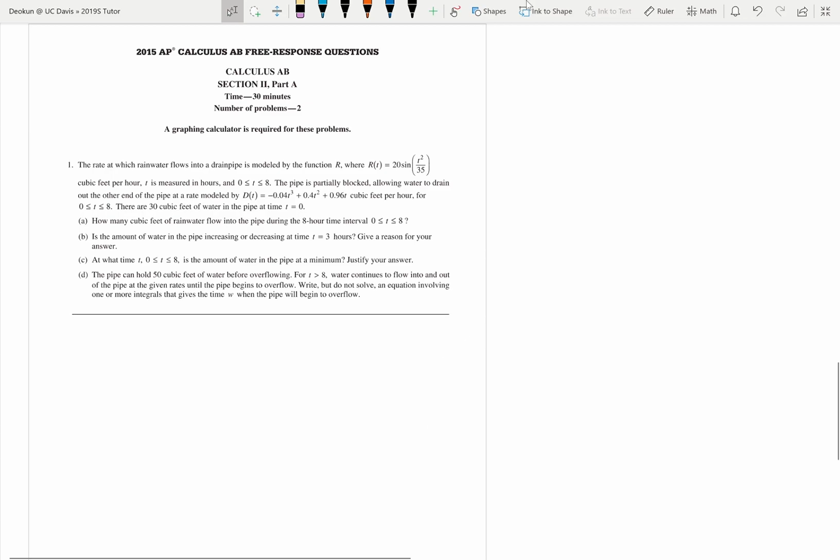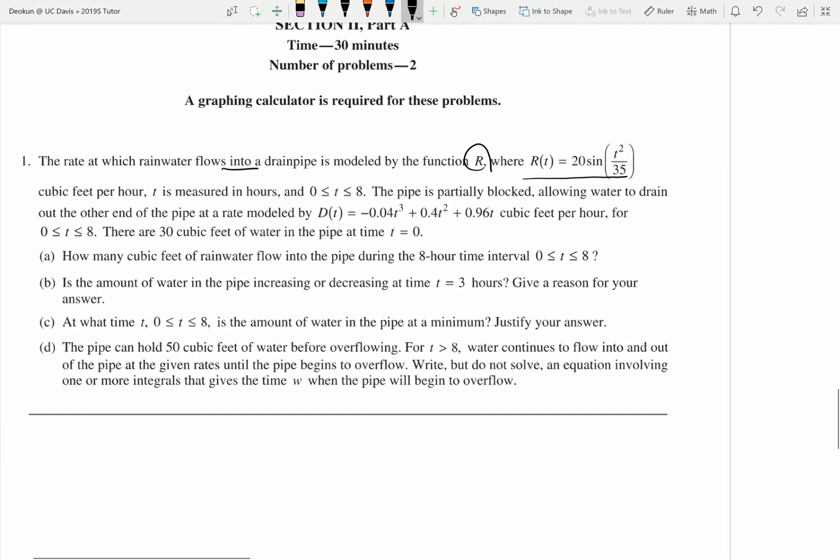Okay, the rate at which rainwater flows into a drain pipe is modeled. So the rate going in is R(t), given in cubic feet per hour, and the rate at which water drains out is D(t), which is also given. So R is going in and D is drained out.